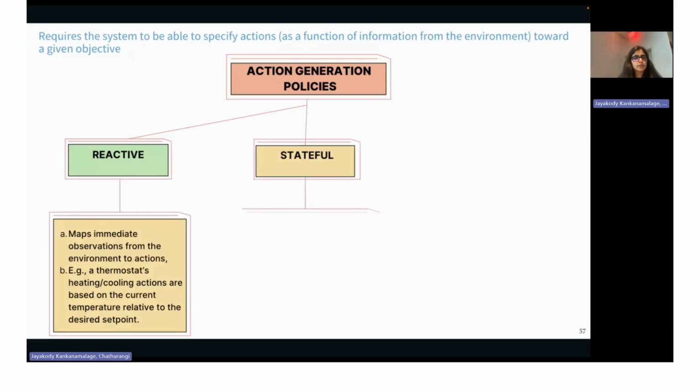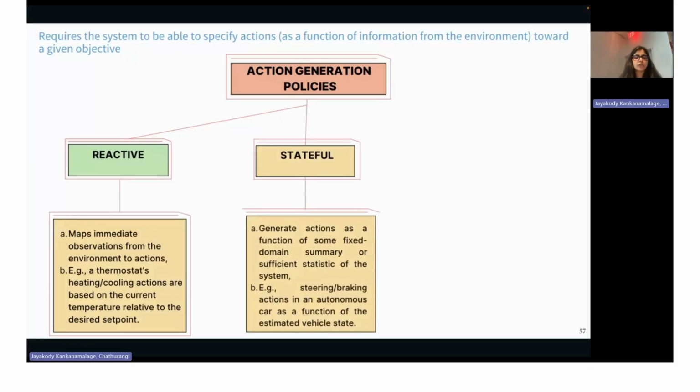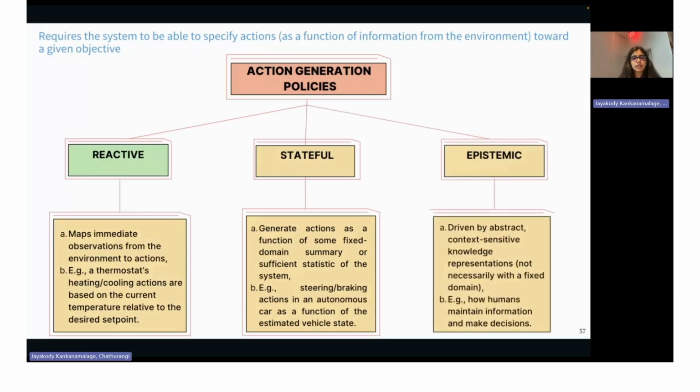Second is the stateful policy or the stateful action generation, where you can think about agents such as autonomous driving, where given a certain state of the vehicle, it takes the steering from left to right, or activates the braking function or the braking action in the scenario. Third is the epistemic, which we as humans incorporate. So we think about it from a context environment. Our actions are driven by the context we are in. It's not necessarily that we would take the same action in every environment. It depends on the context or the environment we are in.